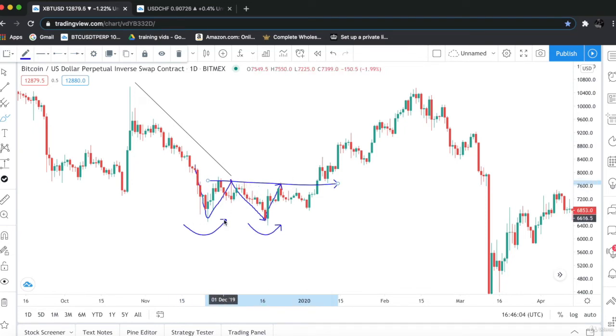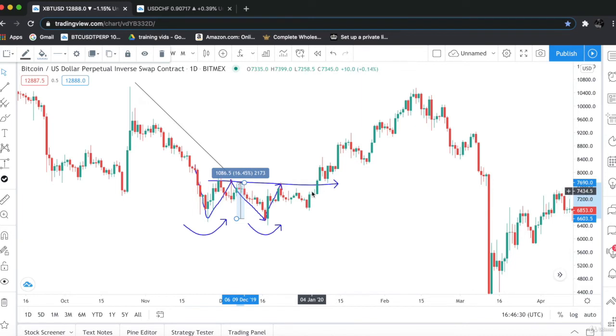As you can see, this is the double bottom. This is our neckline. We have marked the neckline. Now we are waiting for the breakout. Let's measure our take profit for this pattern. We'll take the price tool. We'll measure it. It's approximately 16.45%.